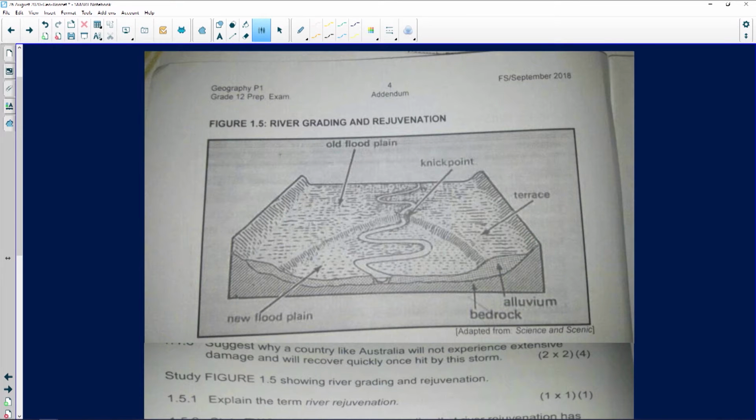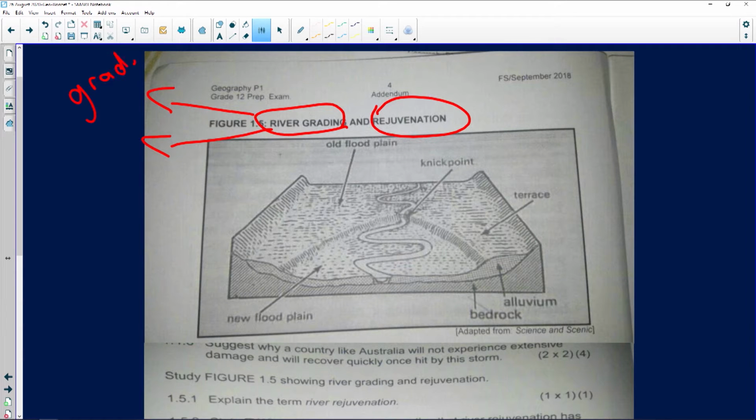Now, when we look at this question, it's very important that you know your concepts regarding grading of rivers and rejuvenation, the definition regarding the image that's been given to us. If we look at this image, figure 1.4, 1.5 represents river grading and rejuvenation. Before I continue, it's not in the question, but I want to explain to you that we need to talk about a graded profile and ungraded profiles.